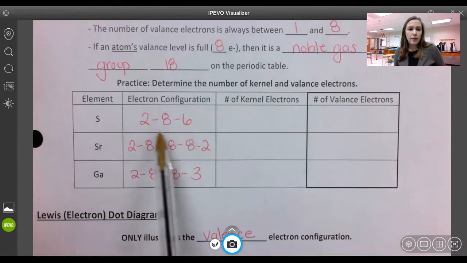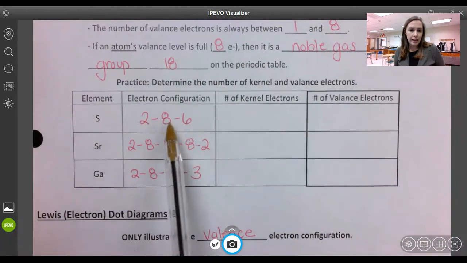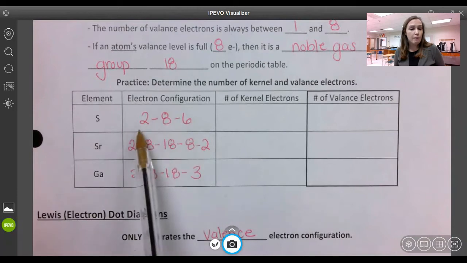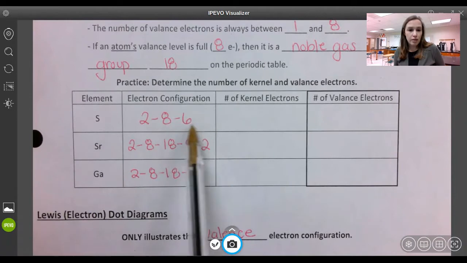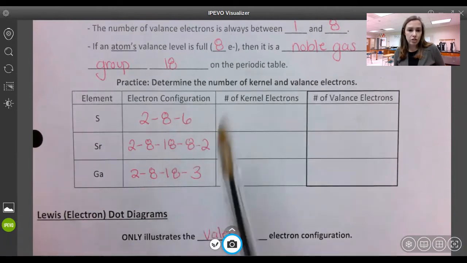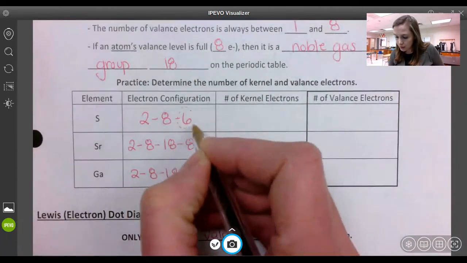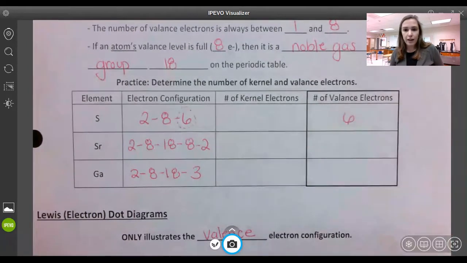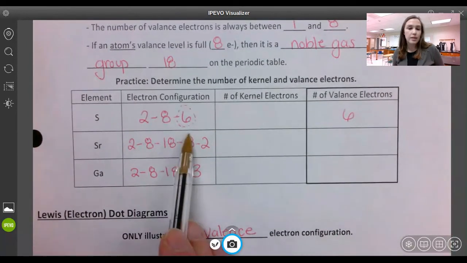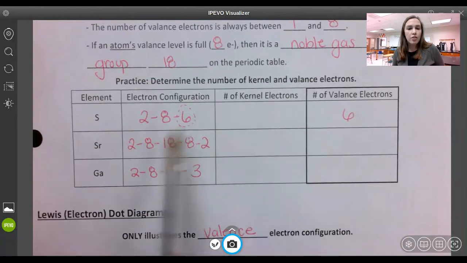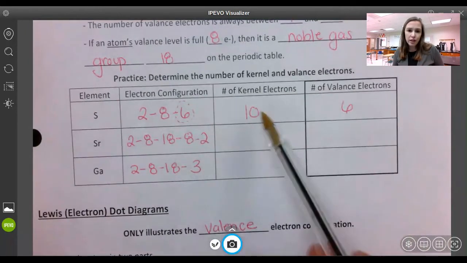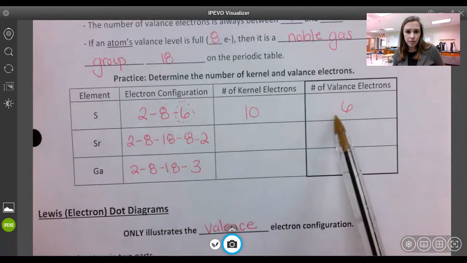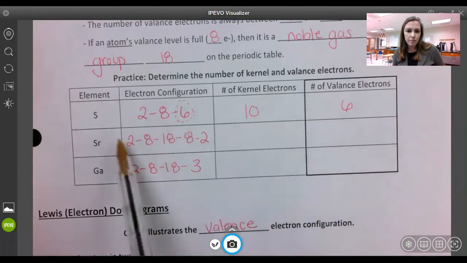In sulfur, we have the first energy level, the second energy level, the third energy level. And remember, as you go from the first out to, in this case, the third, you're moving away from the nucleus. So we're looking at the last energy level. This 6 is my number of valence electrons. That last number is always going to be the number of valence electrons. The kernel electrons are just everything else. So I have 2 plus 8, which gives me 10. We usually don't concern ourselves with these kernel electrons. It's really those valence electrons that we're going to focus on. So we're just adding them up.